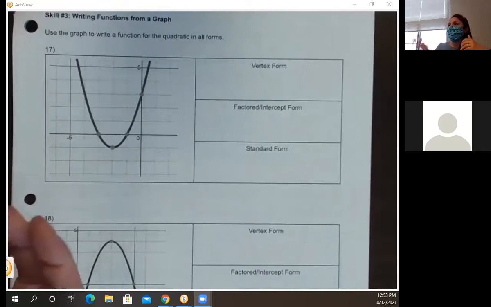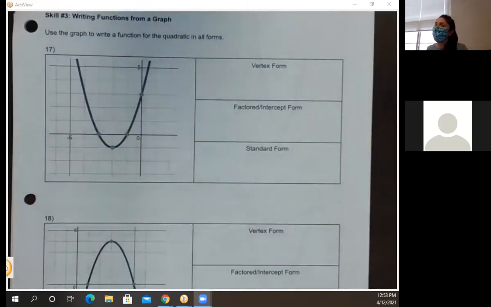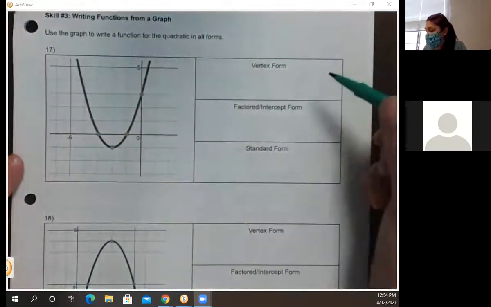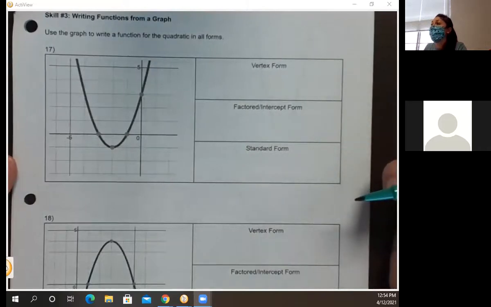Where we struggled was on the other type of question that I gave you, which was similar to what we're going to focus on for today. So I gave you a graph and asked you to give me the three different function forms for that graph. So that's what we're going to focus on for today. Okay. So on page 5, number 17, I've got a graph here, and I want to give those three different function forms for this graph.